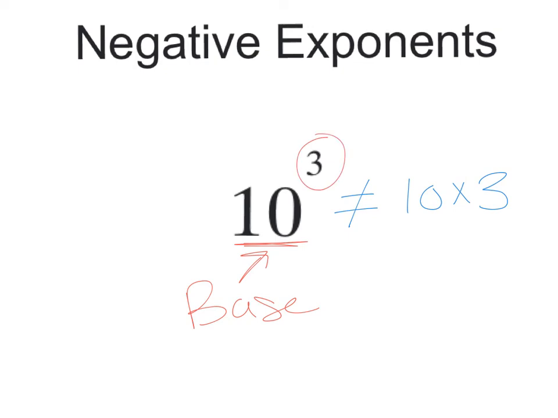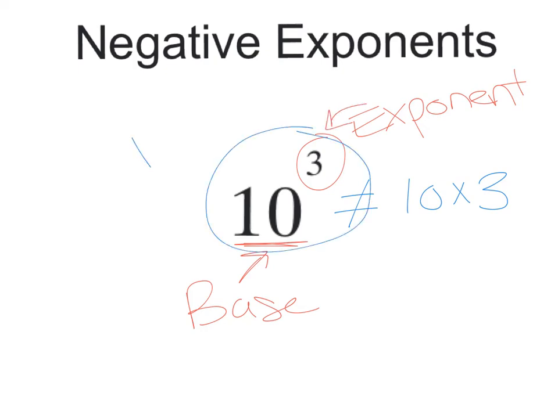and the little number up here is called an exponent. And together, it is called a power. So there's just a little bit of vocabulary for you. What this means is 10 is being multiplied by itself 3 times. So no matter what your base is, that's the number that you're going to multiply, and the exponent is going to tell you how many times you're going to multiply that number.